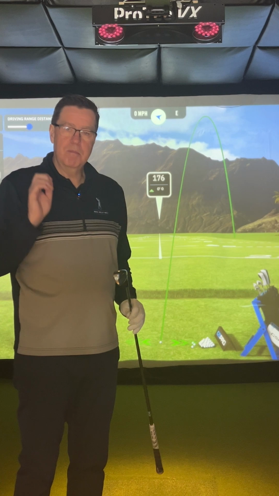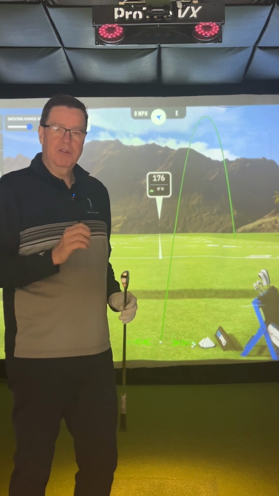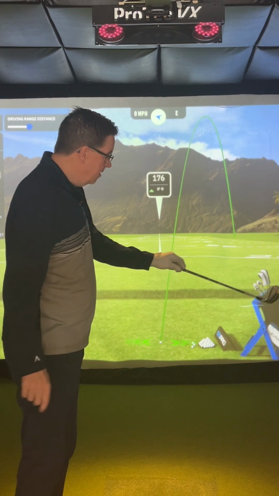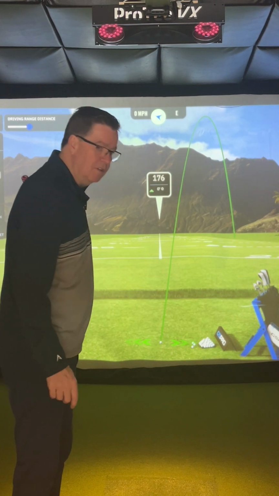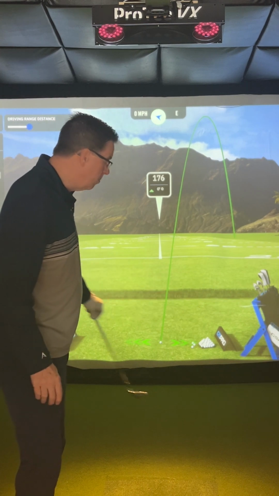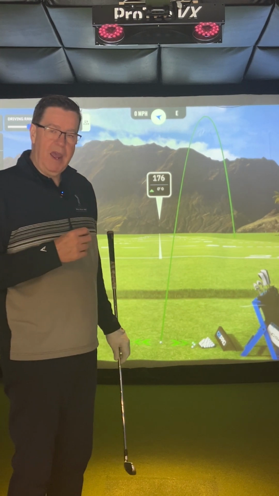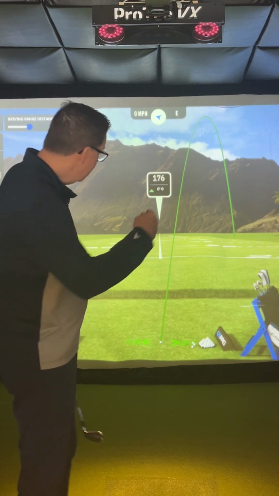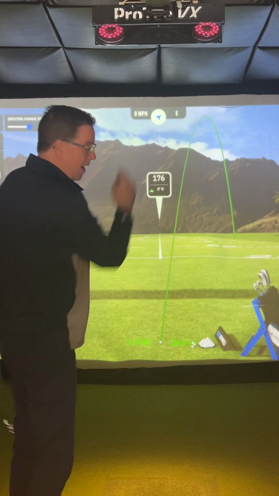So the saying that I keep repeating, face sends it, path bends it, is something you must realize. Without that, it's impossible to create this shot. With a fade, my club face has to be pointed left of the target line to start the ball left. My swing path has to also be left, and the angle of the swing path has to be more than the angle of the closed club face. That sends a ball this way, curves it back to center.